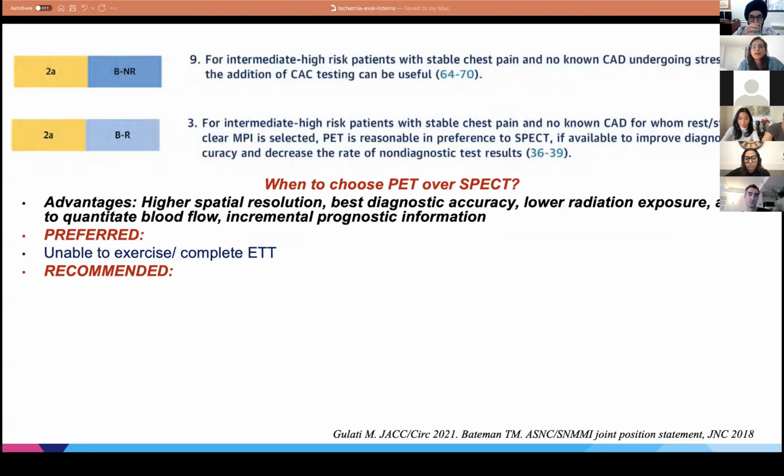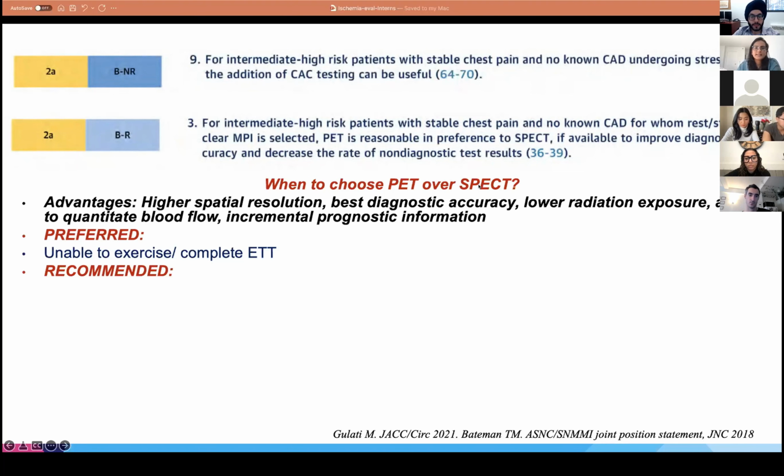So for a PET nuclear test, we actually do CT scans on all our patients because we use it for the test. And we commonly would add a coronary artery calcium score on top of the nuclear test to give you the information on atherosclerotic disease as well as functional testing.